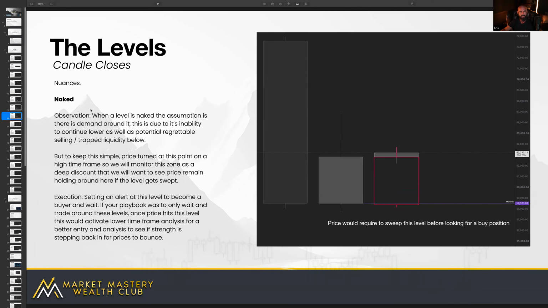So again, naked observation here. When a level is naked, the assumption is there is demand around it. This is due to its inability to continue lower, as well as potential regrettable selling and trapped liquidity. Okay. It's also a self-fulfilling prophecy because I'm going to trade it. You guys are going to trade it. We're all going to trade it. And that's how it works. Okay. Those who know, they know and they win. Those who don't, well, they short down here.